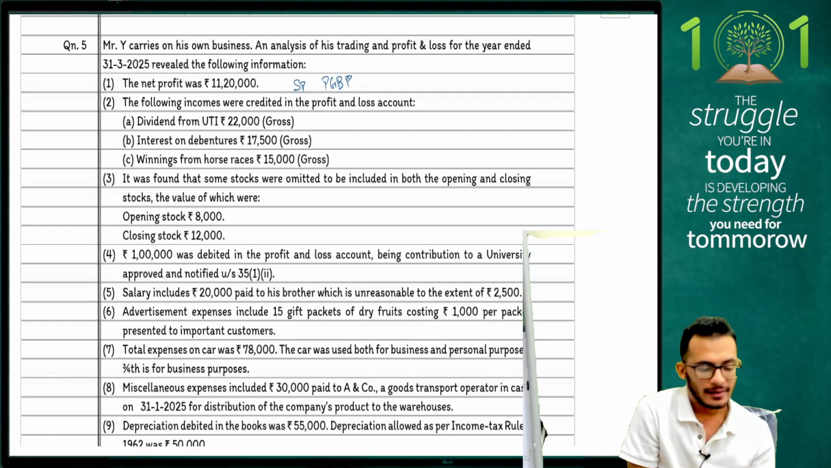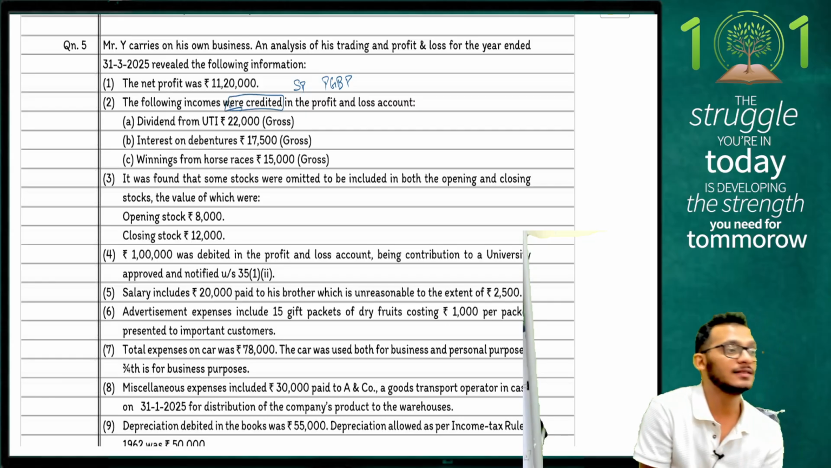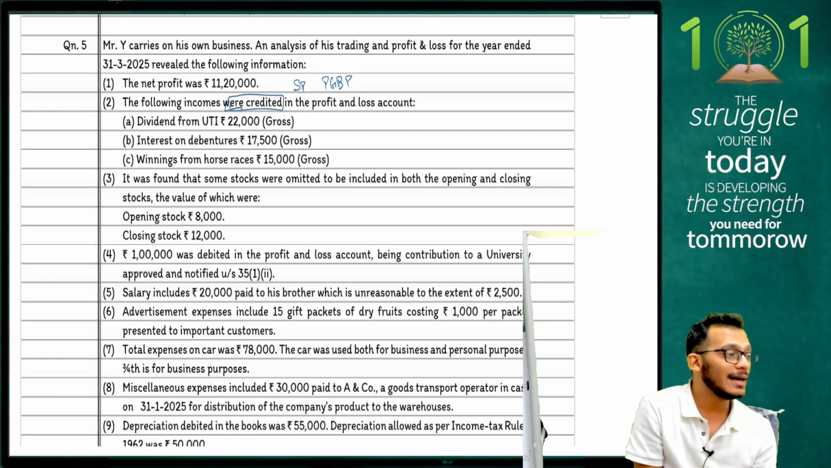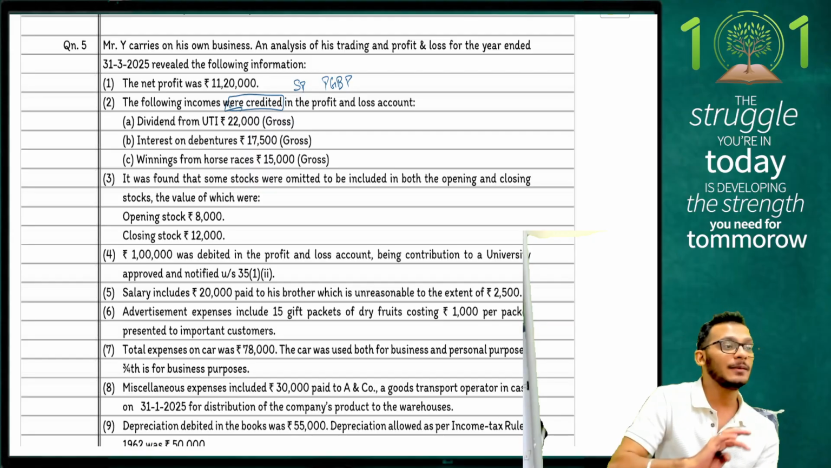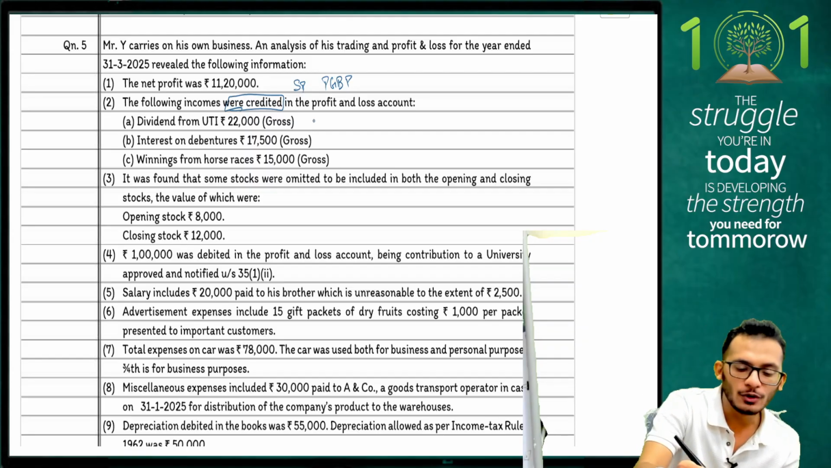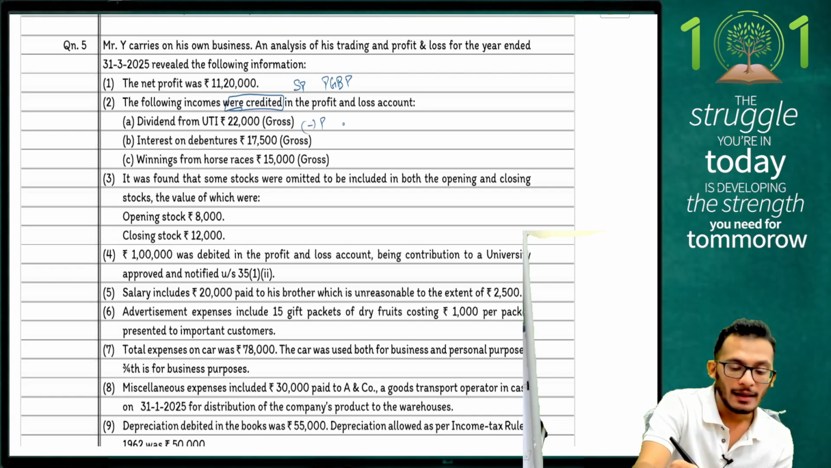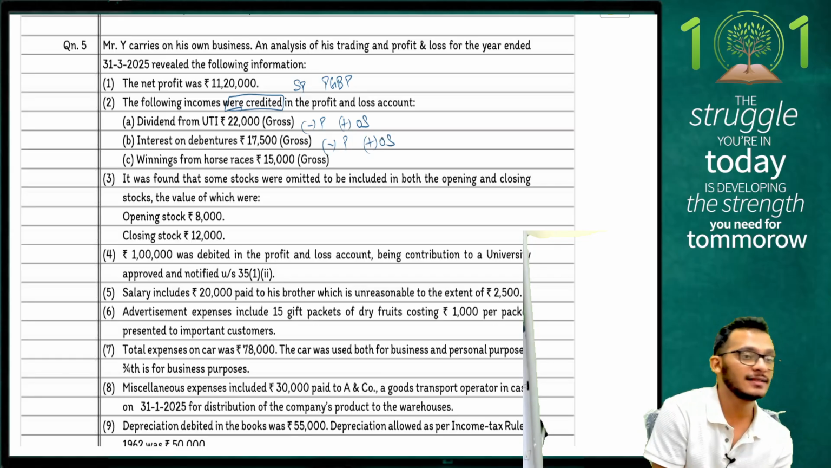Clear? Clear. Read. It says the following incomes were credited in P&L account. Matlab these incomes are already there in P&L. Now you will check and tell me, should it be there or should it not be there? Dividends from UTI. Therefore, minus 2. Add 2. Interest on debentures. Minus 2. PGBP. Add 2. IFOS. Winnings from horse races. Minus 2. PGBP. Add 2.